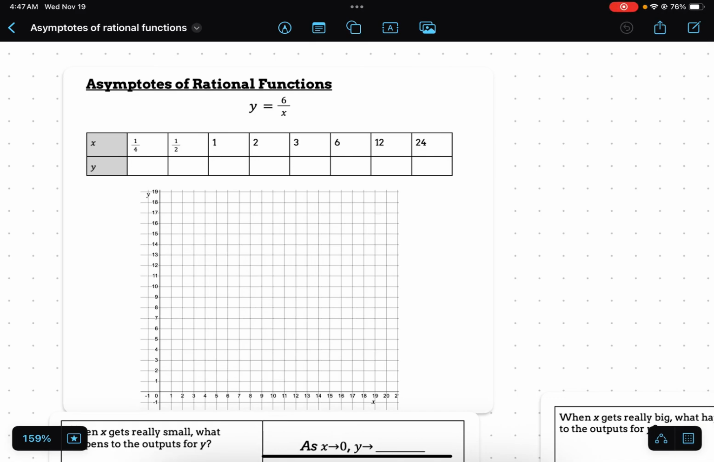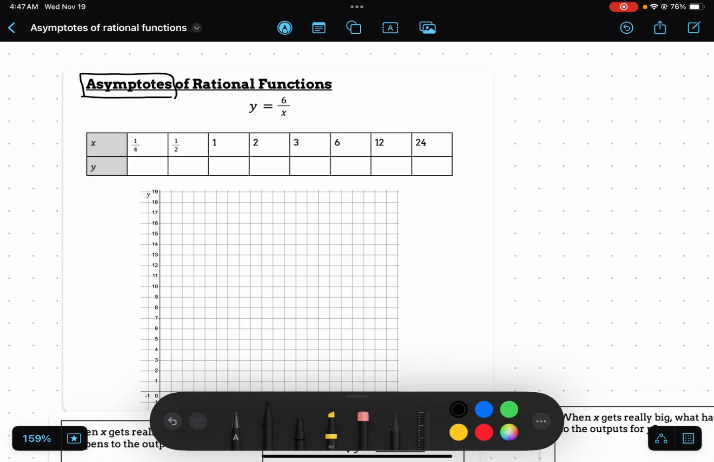All right, so in this video, we're going to learn about something called an asymptote of rational functions. If you remember, this week we're learning all about rational functions, which just means functions that involve a ratio, which is division. The function we're going to look at today is 6 divided by x. It's the same one we looked at in class.